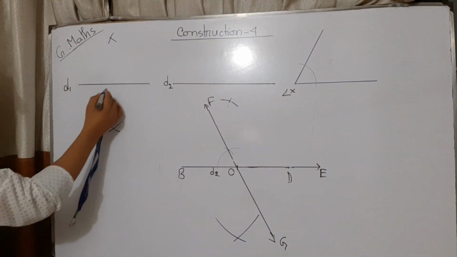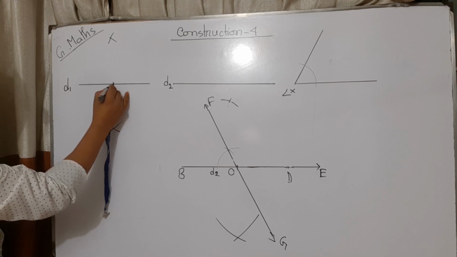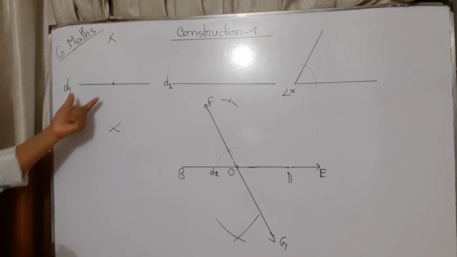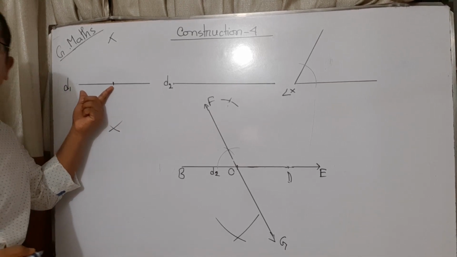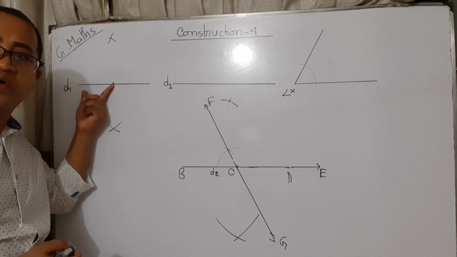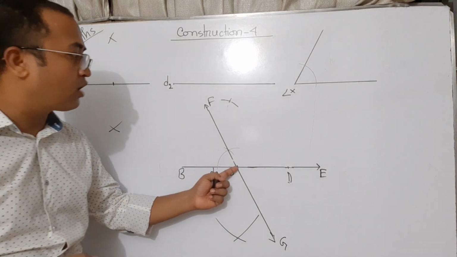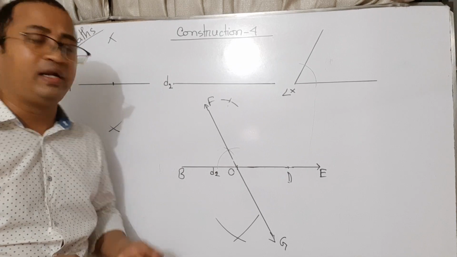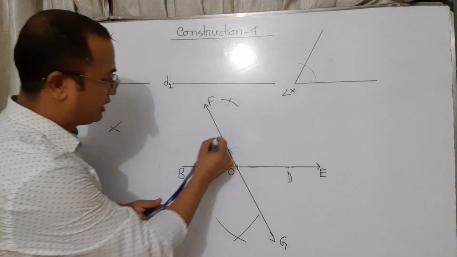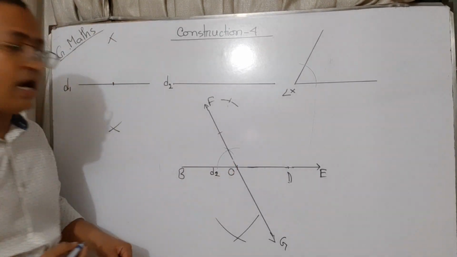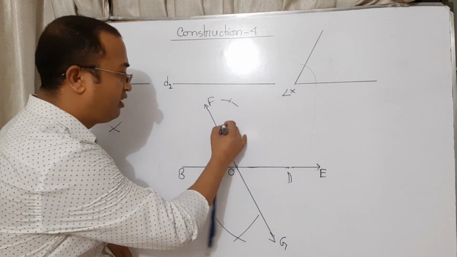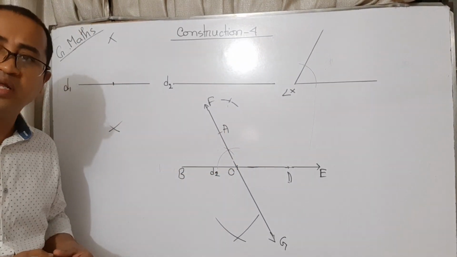So if I join this, it may be like this. This portion is half of D1. This portion is half of D1. Now from the ray OA, we will take half of D1. That is like this. Half of D1. OA equals half of D1.